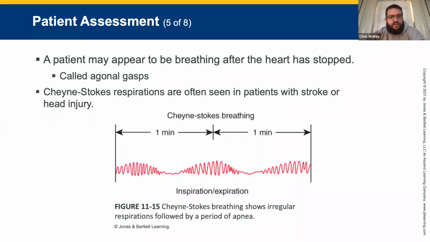So we talk about here on this slide, a patient may appear to be breathing after the heart stops. These occasional gasp breaths are called agonal gasps. Cheyne-Stokes respirations are often seen in patients with stroke or head injuries, and are breathing with increasing rate and depth of respirations followed by apnea. So here, as you can see, it is a regular, irregular pattern, but we talk about Cheyne-Stokes. So it's rough, rough, rough, and then it's real.